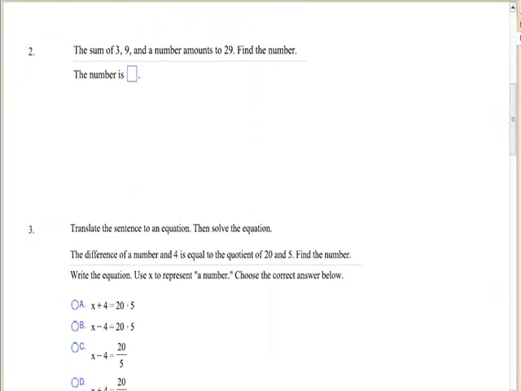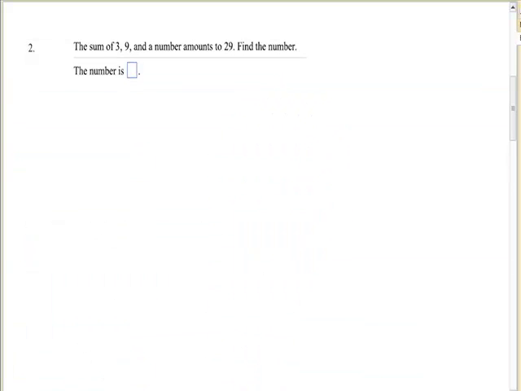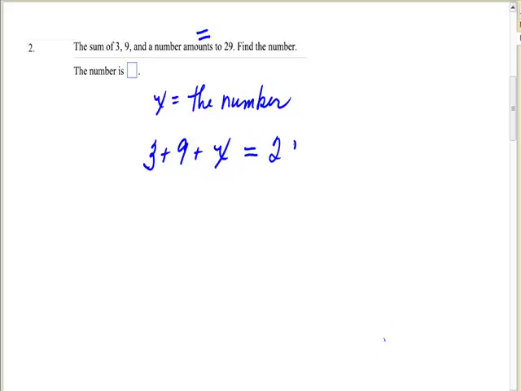All right, let's look at number 2. The sum of 3, 9, and a number amounts to 29. Find the number. I'm going to let x represent the number. All right, read it again. The sum of, all right, I'm going to be adding 3, 9, and the mystery number amounts to, that's my equal sign, 29. Not a bad translation.